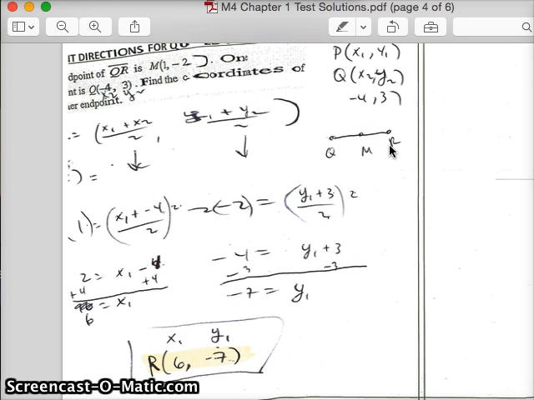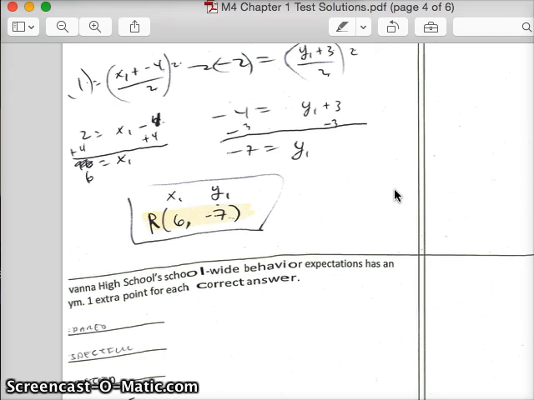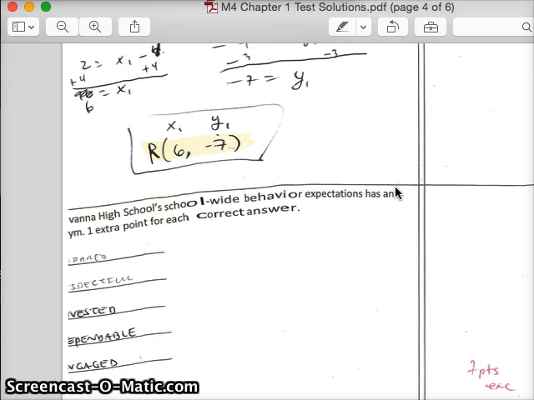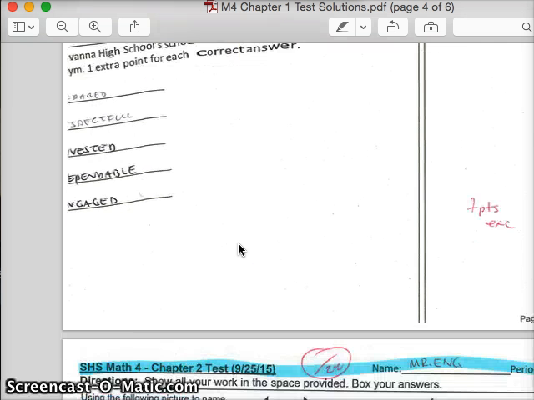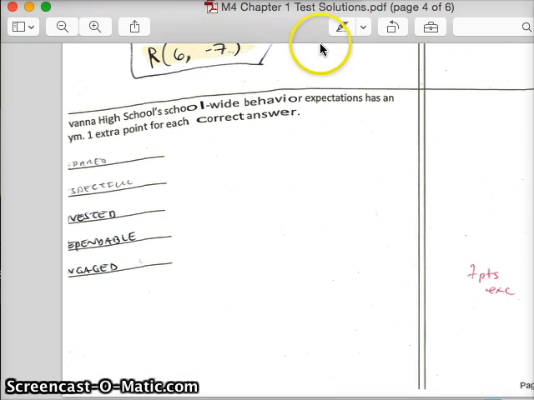I made that question extra credit. I asked you what our high school's school-wide expectations are, and that was just 1 point apiece for Pride. And those were the test corrections for Chapter 1.